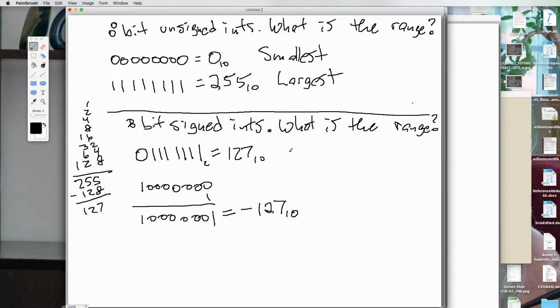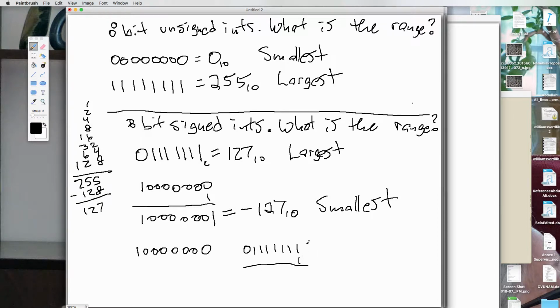Okay, so this would be the largest here, and this would be the smallest here. Now you might be wondering, what number is this? Okay, well I look at that number and I see that the leading bit is a 1, so I know it's a negative number, and I go, okay, what I need to do is calculate the 2's complement of this thing and see what the inverse of it is. So if I calculate the 2's complement of it, I flip the bits, and I go ahead and add a 1 to it, and look at what happens.